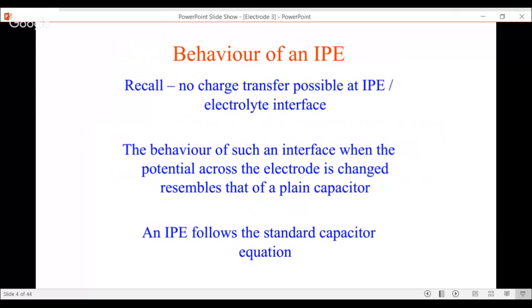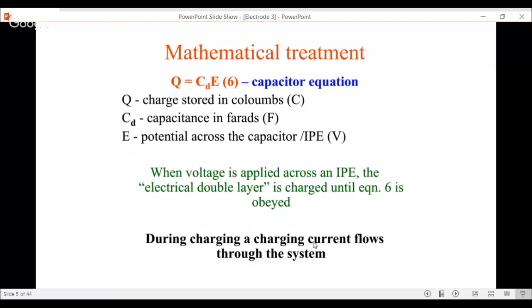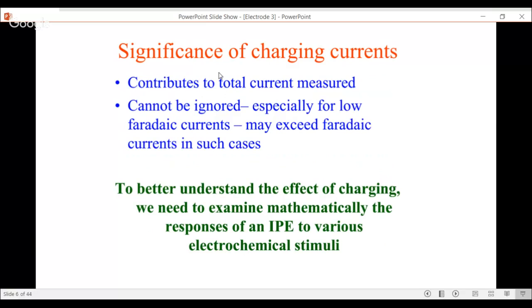The behavior of such an interface when the potential drop across the electrode is changed resembles that of a plain capacitor. An ideally polarized electrode follows the standard capacitor equation. We have already done that. When voltage is applied across an ideally polarized electrode, the electrical double layer is charged until equation 6 is obeyed. During charging, a charging current flows. The charging current contributes to the total current and cannot be ignored, especially for low Faraday currents, where it may exceed Faraday currents.